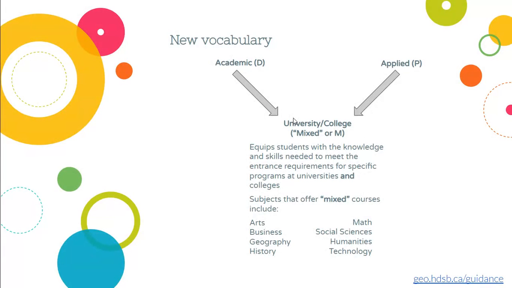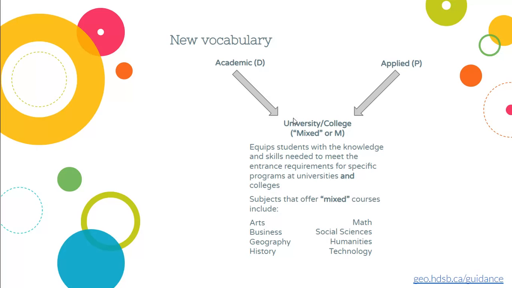Now, in grade 11, there's actually a new course type. There is now a new pathway that did not exist before in grade 9 or grade 10, and that is called university/college, commonly known as mixed, signified by an M in the course code. This really equips students with the knowledge and the skills needed to meet the entrance requirements for specific programs at universities and colleges. Now, not all departments offer mixed courses, but the ones that do are arts, business, geography, history, math, social sciences, humanities, and technology.